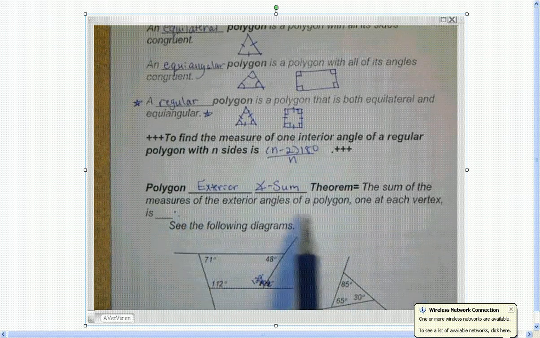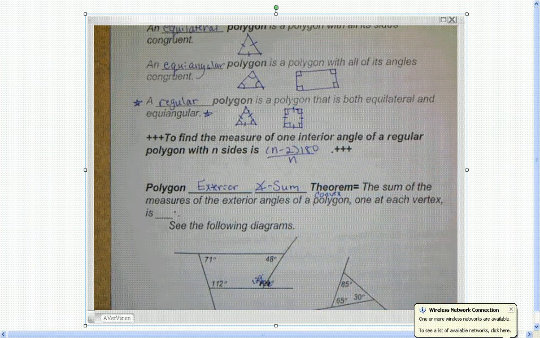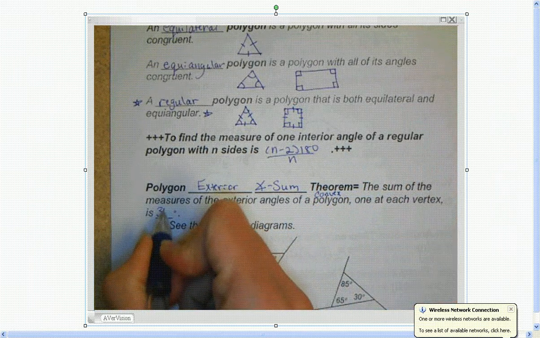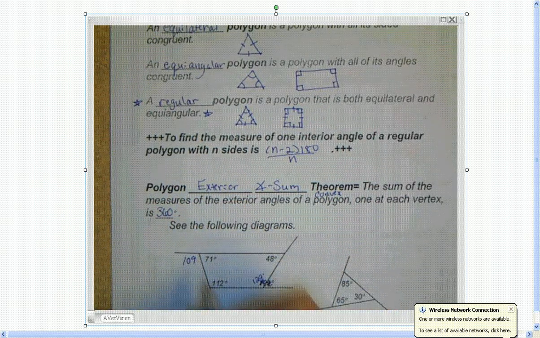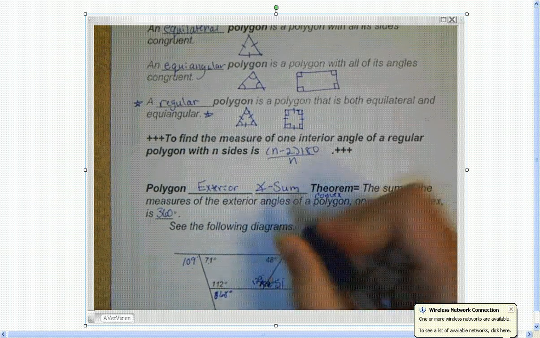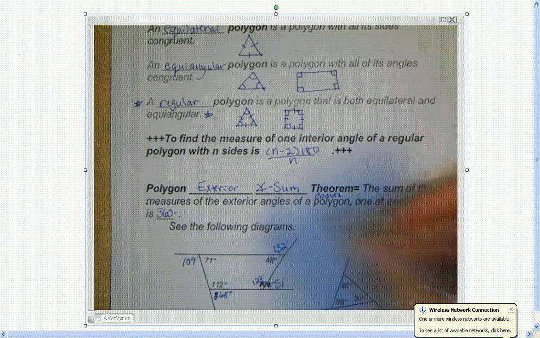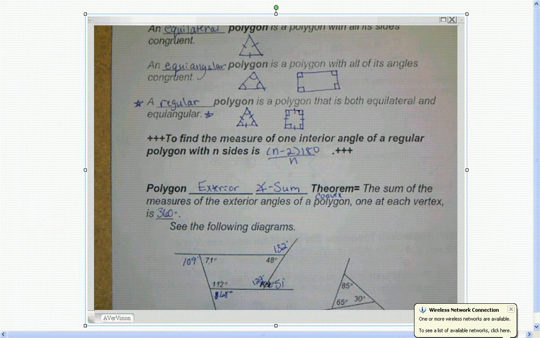So we're going to add the sum of the exterior angles. The sum of the measures of the exterior angles of a polygon, and this would be a convex polygon, one at each vertex, is always 360 degrees. Now, here's the reason why this works. If I go around and use my linear pairs with the interior and exterior angle, this would be 68 degrees. Over here it'd be 51 degrees, and over here it'd be 132 degrees. If I add those all together, and those are exterior angles, so 109 plus 68 plus 51 plus 132, you're going to get 360 degrees.